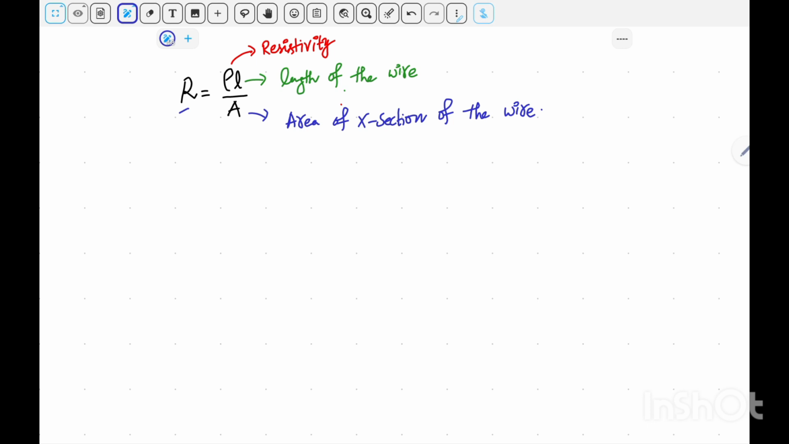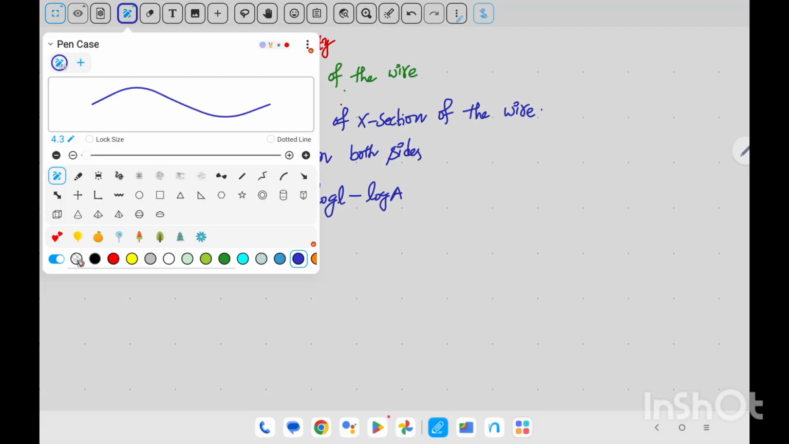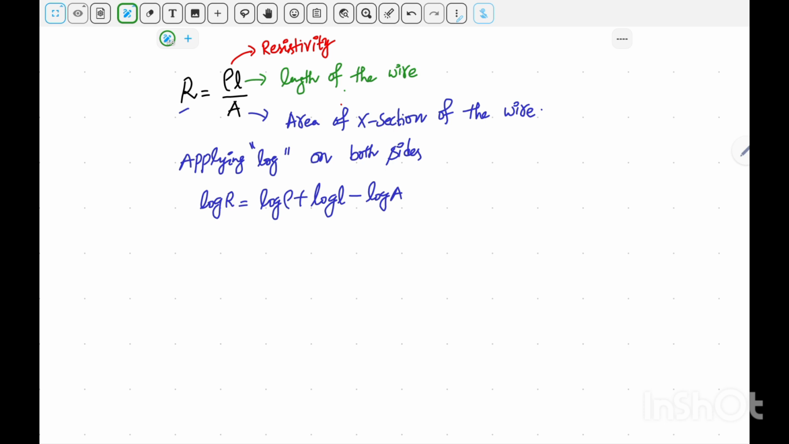In order to understand that, for the equation R is equal to rho L by A, apply log on both sides. So we are applying the logarithmic function on both sides. When you apply logarithm on both sides, we will get log R is equal to log rho plus log L minus log A. Here we used two different formulae for logarithms in order to get this expression.